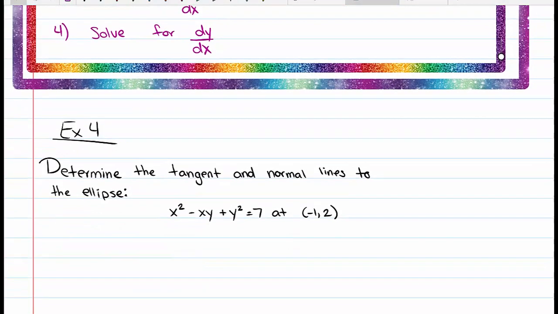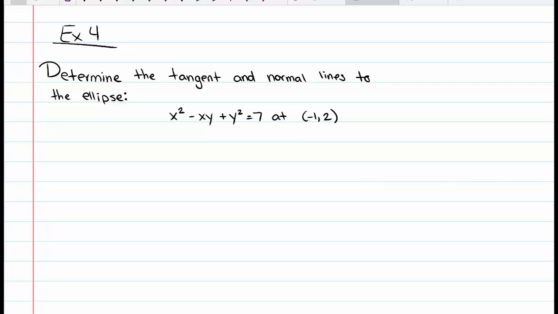Alright, now that we've got that all copied down, let's move on to example number 4. Example number 4 says to determine the tangent and normal lines to the ellipse x squared minus xy plus y squared equals 7 at negative 1 comma 2. So if you don't remember what an ellipse is, it's basically a circle that's either been stretched or smushed. What I mean by that, it's an oval.